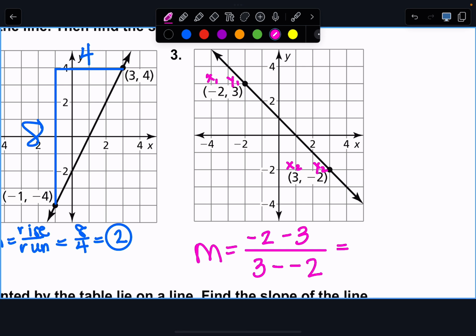Okay. So what do we get in the numerator? -5. And in the denominator? You get 5. So the slope is -1.